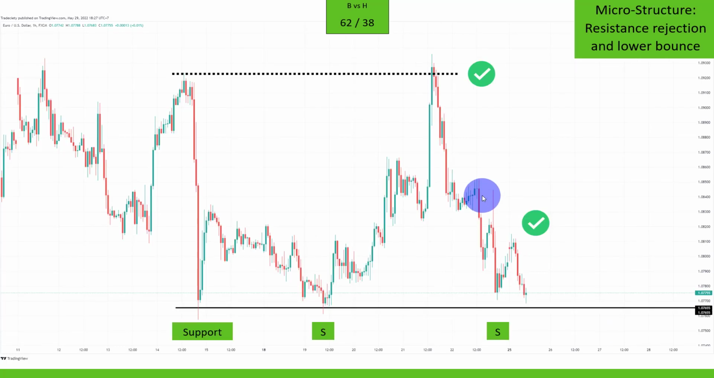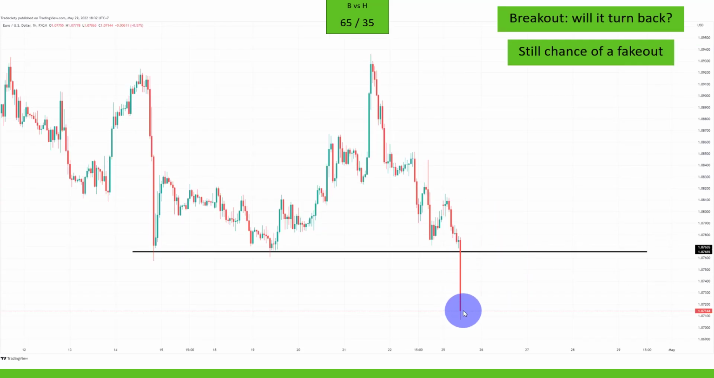Zooming in to analyze microstructure, we can see we have a double top here with a very active rejection. The market tried to push into the previous high, tried to close above it, and then within a few next candles, the market was reversed. This is the head and shoulder pattern that we observed on the big picture with the pivot points and the moving average. And now we have a lower bounce, so the market is really strongly trading into the level. We have now an active breakout.